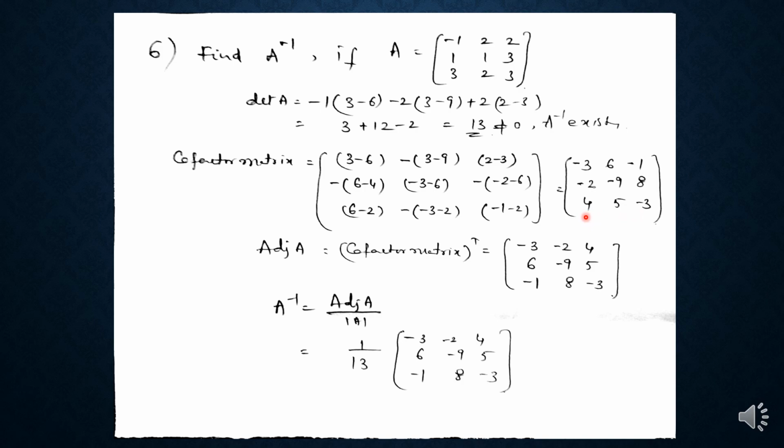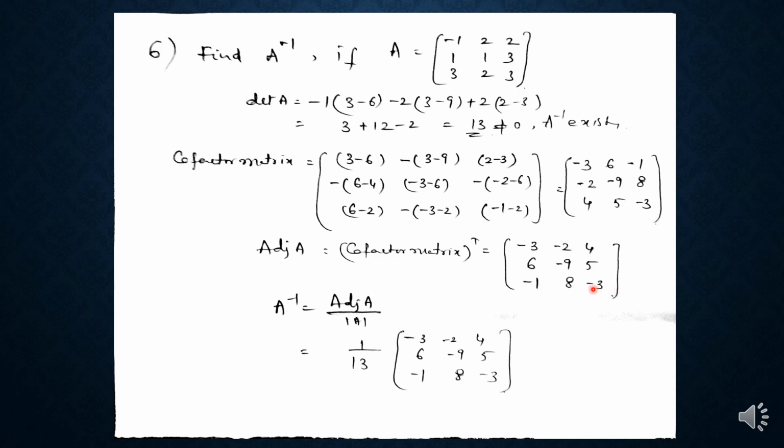So after finding the cofactor matrix, write the adjoint A. What is adjoint A? Adjoint A is equal to the transpose of the cofactor matrix. So by transposing the cofactor matrix, we will get: the first column becomes the first row here, minus 3, minus 2, 4. The second column, 6, minus 9, 5, becomes the second row here. And the third column, minus 1, 8, minus 3, becomes the third row here.